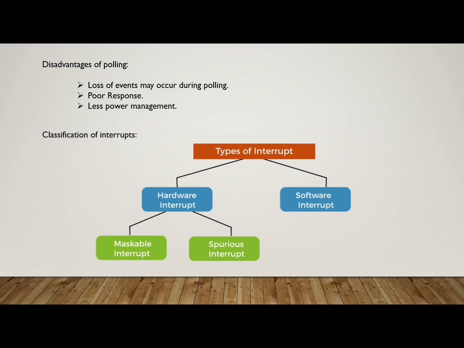Next, interrupts are classified into two types: hardware interrupt and software interrupt. In hardware interrupt, there are two types: maskable and non-maskable. Non-maskable is also known as spurious interrupt. Maskable interrupt means that if the interrupt comes to the microprocessor, it can wait, or it can be executed immediately or not. Non-maskable means it is executed immediately only.